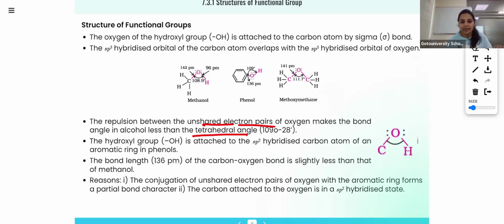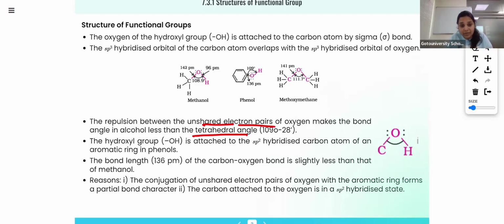That is the same thing happening here. See here, on the oxygen atom we have 2 lone pairs. Due to the repulsion, this bond angle is changing. The expected value is 109, but it is decreasing or increasing in different compounds. Okay, so the bond length is the same kind of thing.